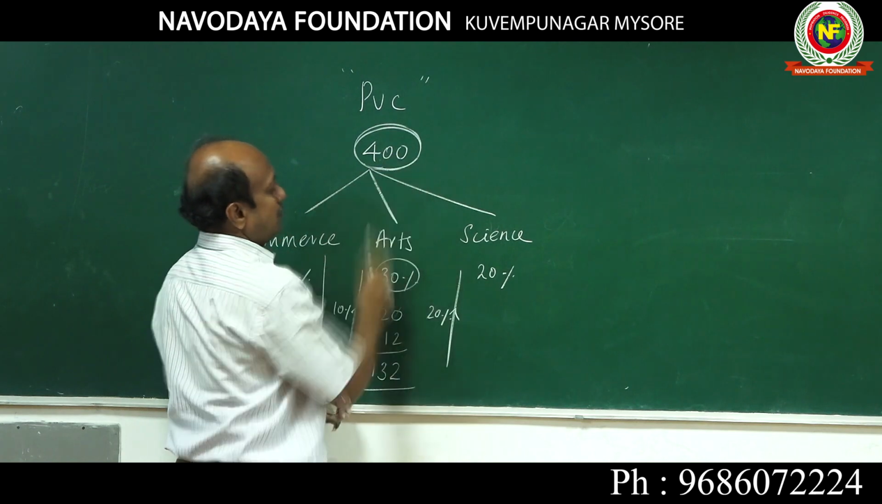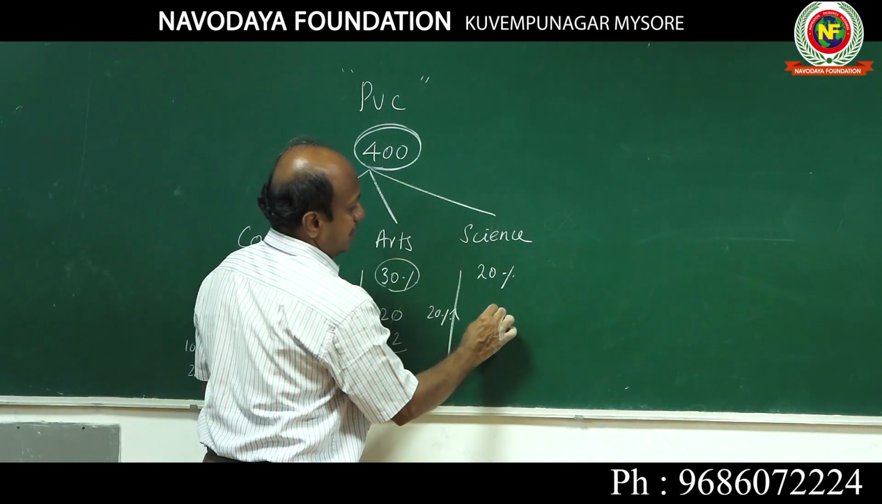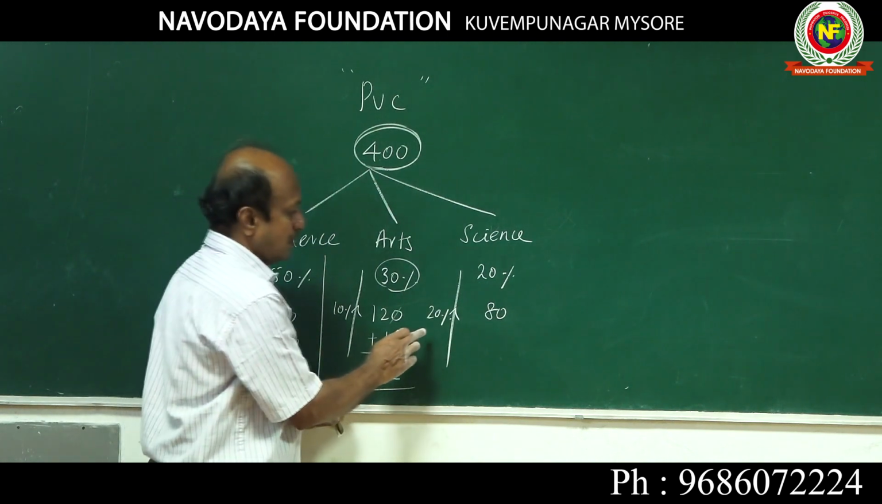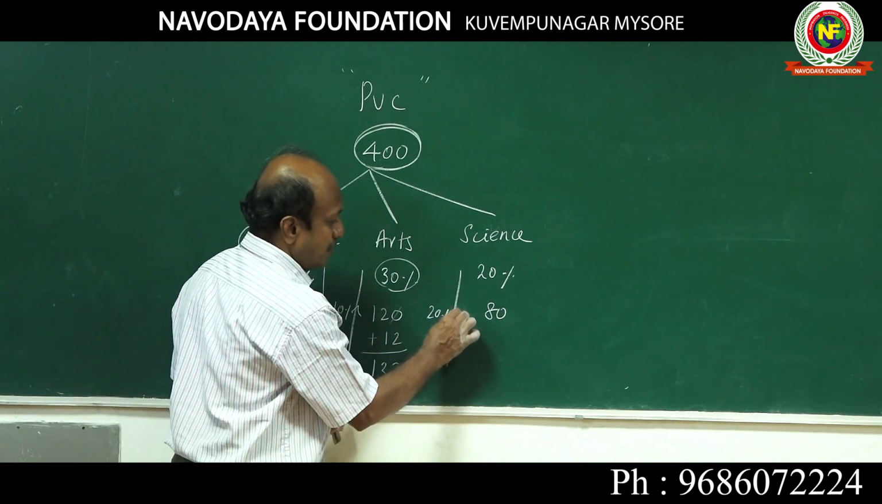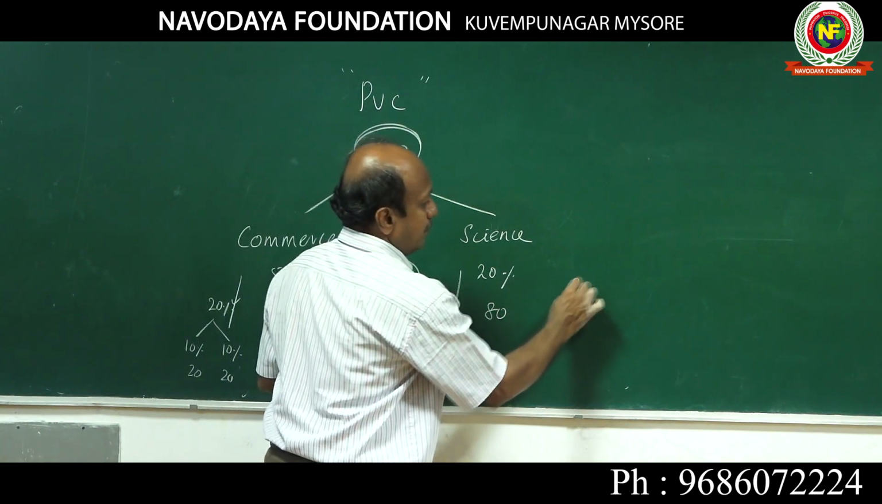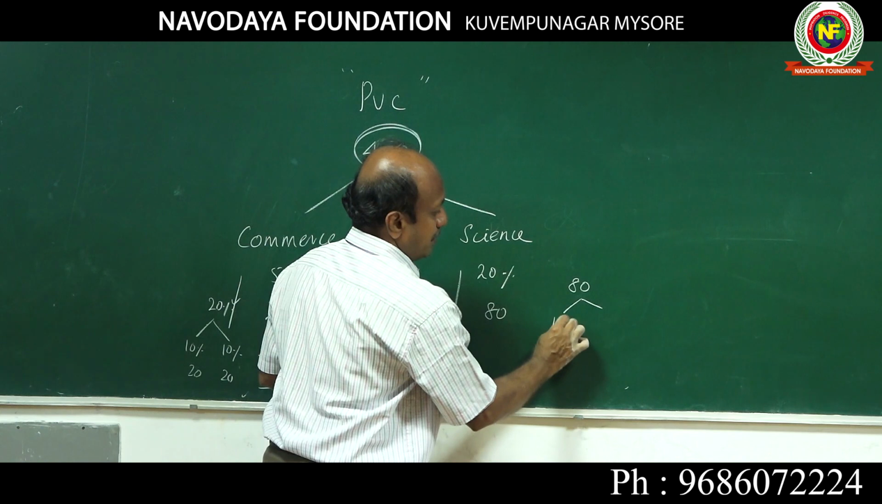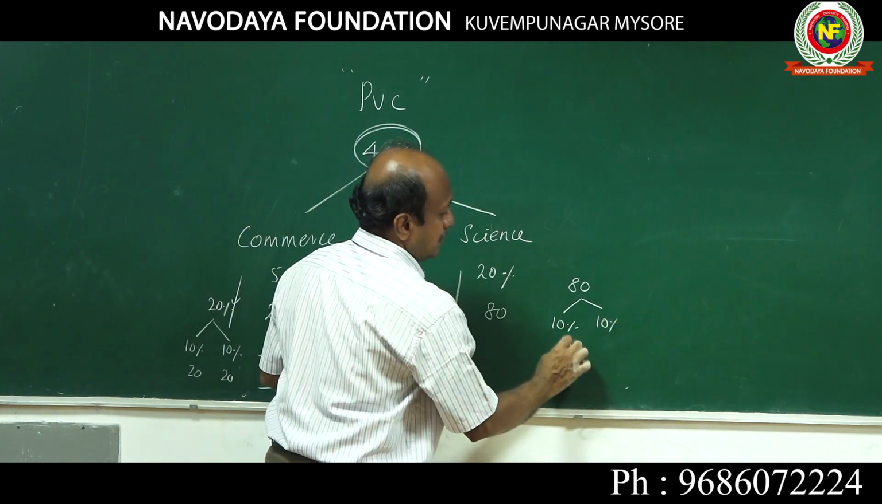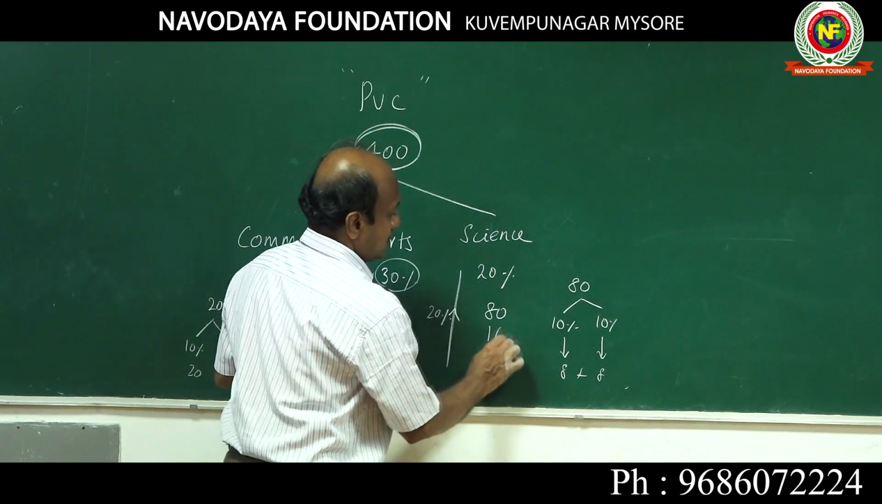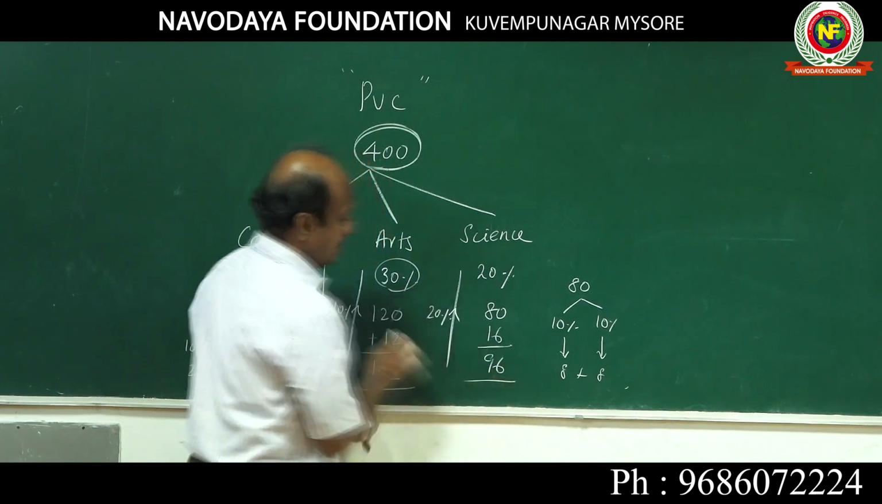Next, in the science group, what is 20% of 400? 20% of 400 is nothing but 80. The strength is increased by 20%. 20% of 80, you can go for 10% and 10%. You will be getting 8, here also 8. 8 plus 8 is 16. So how much is it? 96.